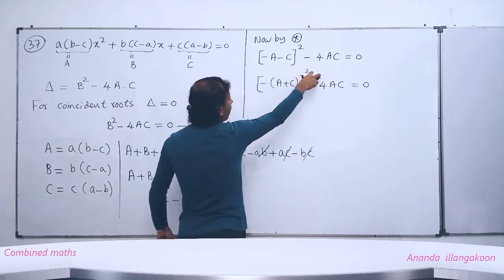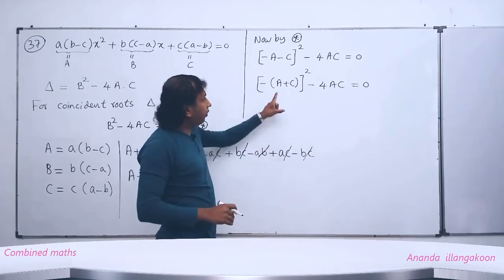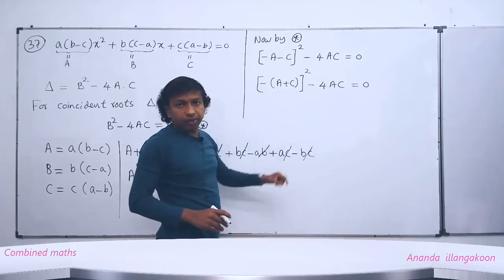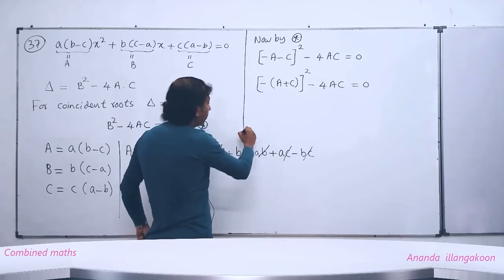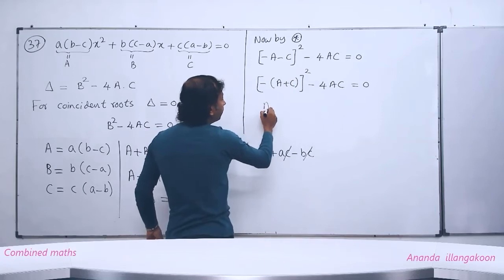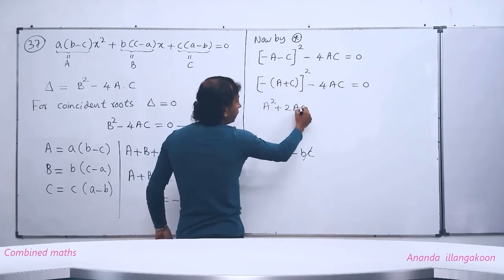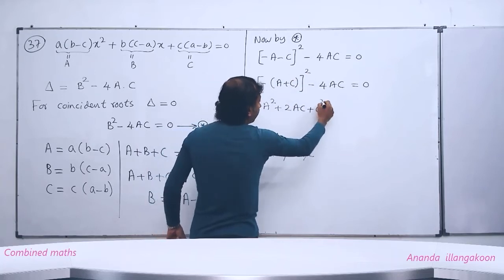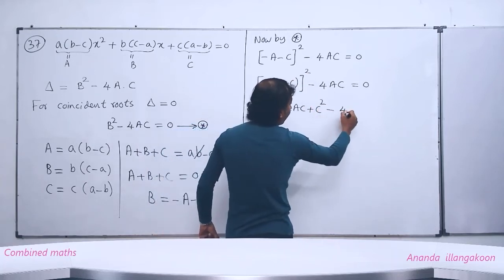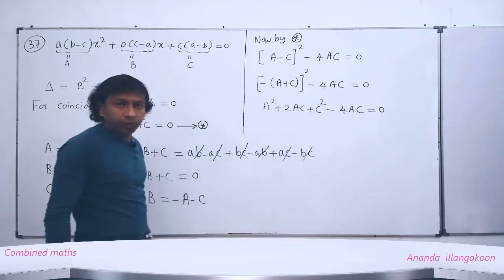Now how to simplify this? Minus square means minus multiplied by minus, plus. And here what do you have? A plus C squared. How to write A plus C squared, people? A squared plus 2AC plus C squared. And here we have minus 4AC equals 0.